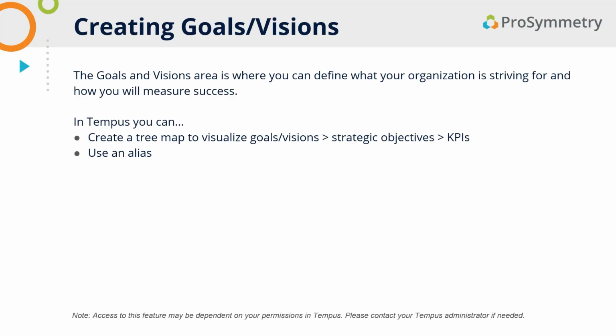In today's video, we are going to be talking through creating goals and visions within your Tempus Portfolio environment. The goals and visions area is where you can define what your organization is striving for and how you will measure success. Within Tempus, I will show you how to create a tree map to visualize your goals and visions that map to your strategic objectives, that then map to your KPIs, as well as using an alias. I will show you all of this in just a second.